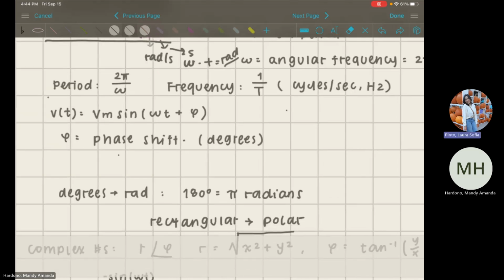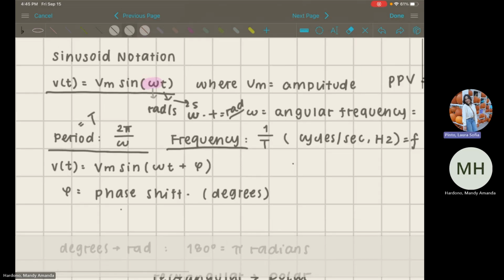Okay, and then we said the period is 2 pi over the angular frequency, and then the frequency in cycles per second, or hertz, which we often denote as f, is 1 over the period, T. So that's all the components for this signal here.